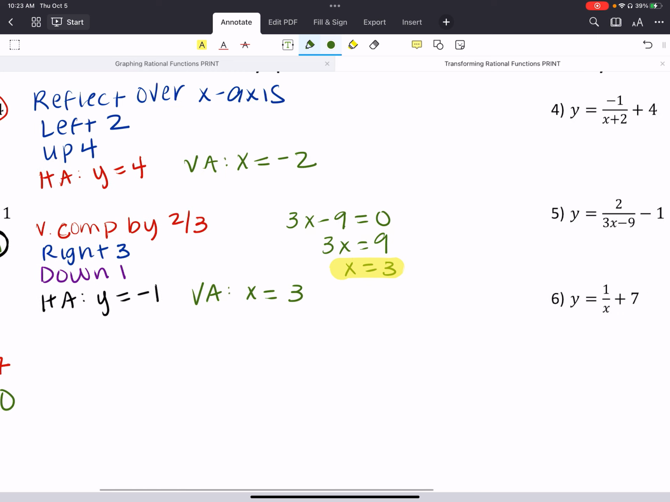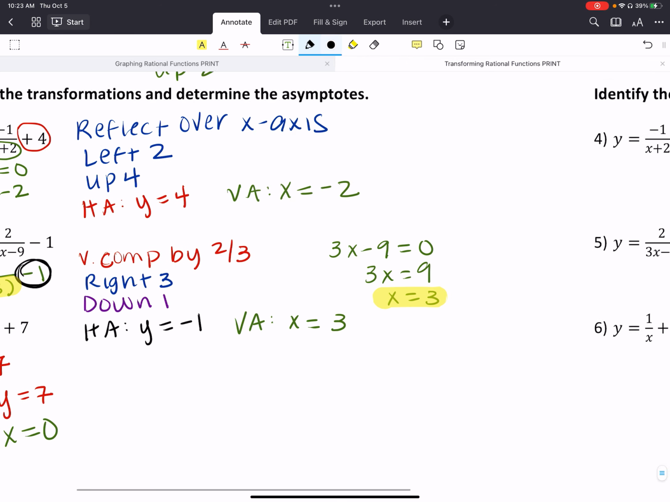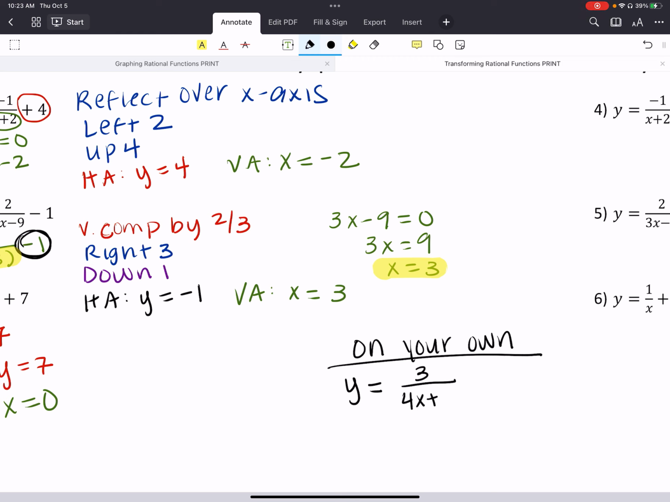All right, so over here in this blank space that you have, I want you to try this one. So find the transformations and the asymptotes. So I'm going to put on your own, y equals 3 over 4x plus 12 minus 5. So find your transformations and asymptotes for that equation. Pause the video and do that on your own, and then unpause and we'll go over it.